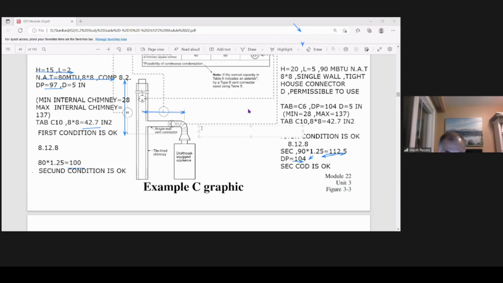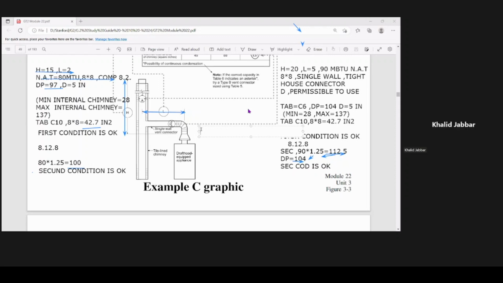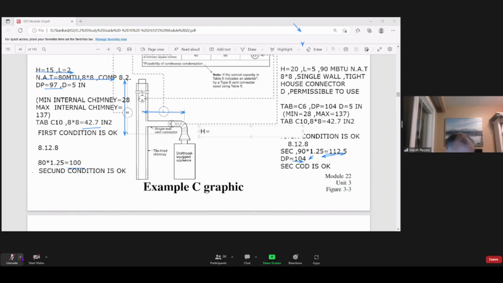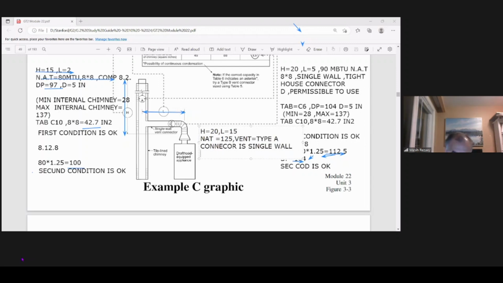I'll write it here if you don't mind. Sure. H equal to 20, L equal to 15, NAT equal to 125. Type of vent is type A, connector is single wall, tight house, chimney is 8 by 8, okay?